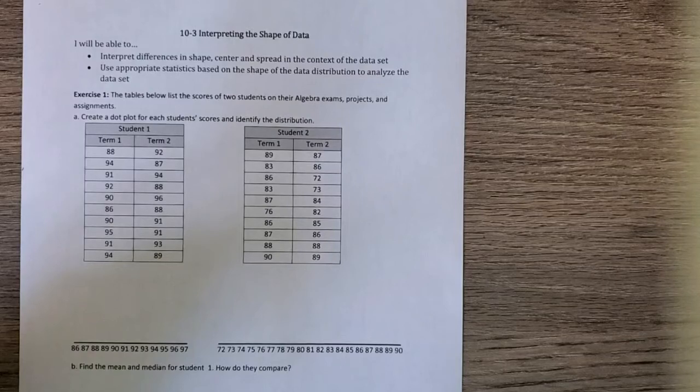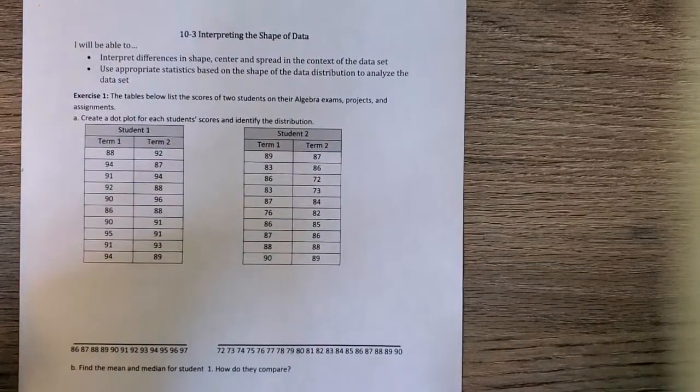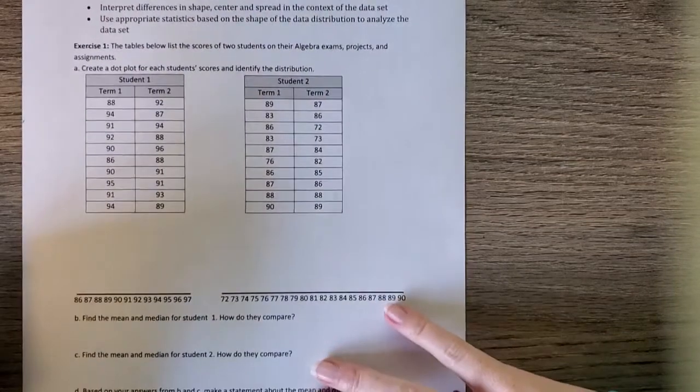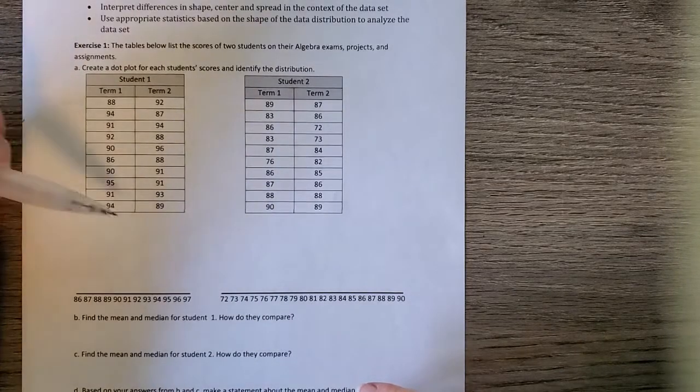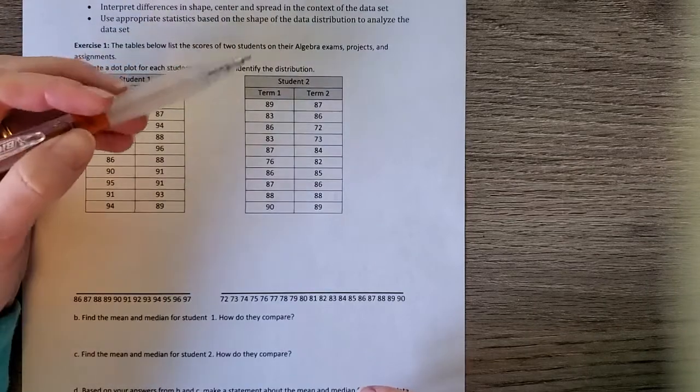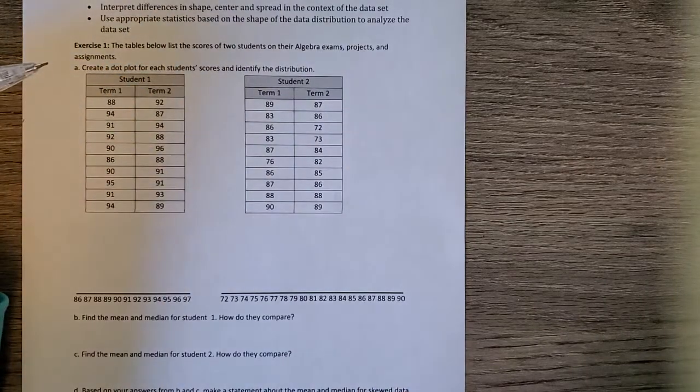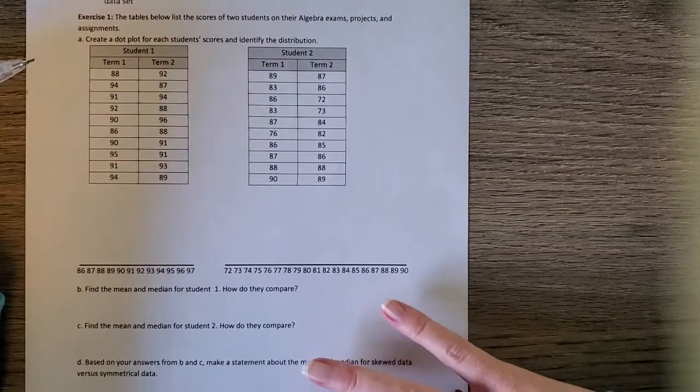Okay, 10-3, interpreting the shape of data. So we're going to be looking at the distribution of data and whether it's symmetric or skewed. So the first exercise, the table below lists the scores of 2 students on their algebra exams, projects, and assignments. So this is student 1's grades for term 1 and term 2, student 2's grades for term 1 and term 2. Create a dot plot of the students' scores.